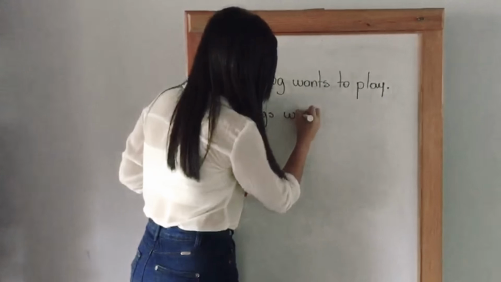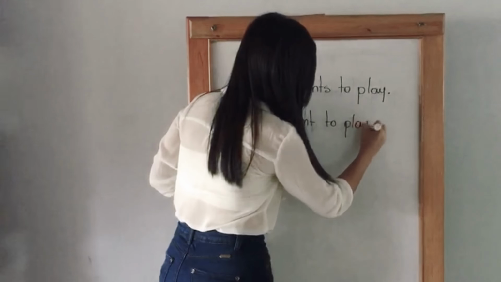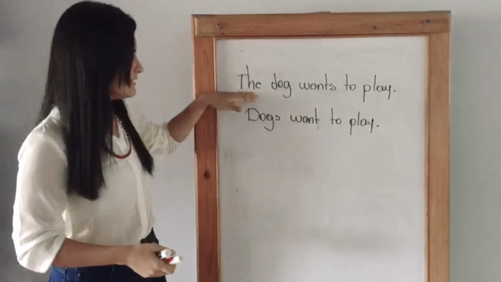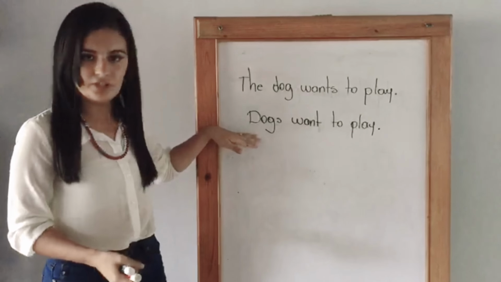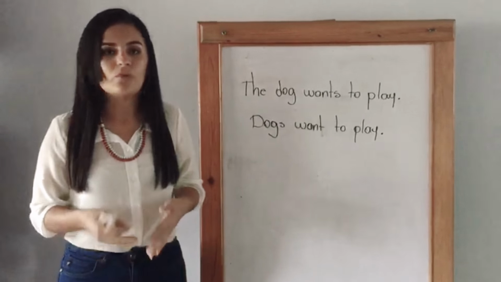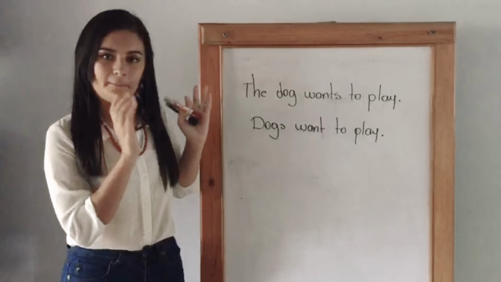Dogs want to play. As you can see here, this is a difference because this is specifying and this is in general. So that's why we don't have to use the article "the" when we don't need it. So you are going to use the article "the" for particular things.